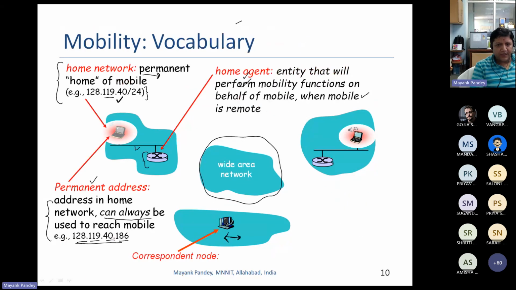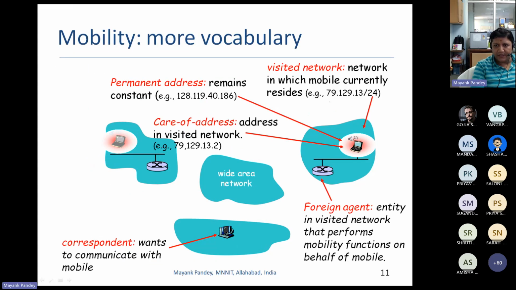Now, that was regarding our home network. And now let's see the foreign network. This is the visited network whose network prefix is 79.129.13. This is a foreign agent, the router of the foreign network, the entity in the visited network that performs mobility functions on behalf of the mobile. The permanent address remained constant, 128.119.40.186, when the mobile visited the foreign network. Now the mobile is in the foreign network.